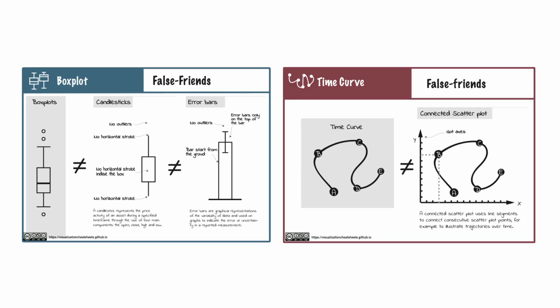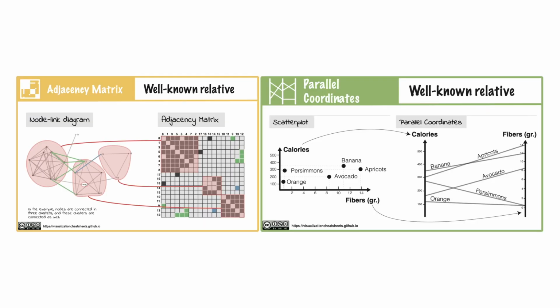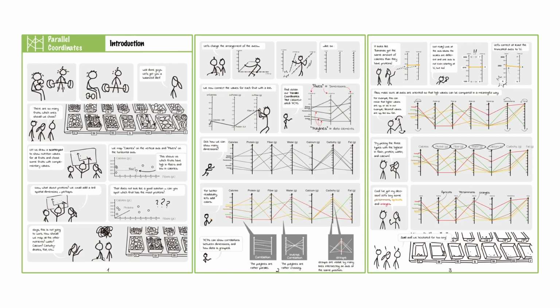False friends list visualization techniques that are visually similar but functionally different. For example, box plots share similarities with candlestick bars and arrow bars in bar charts. For unfamiliar eyes, time curves can look similar to connected scatter plots. Well-known relatives highlight other approaches to visualize the same data. For example, node-link diagrams and adjacency matrices, scatter plots and parallel coordinates.